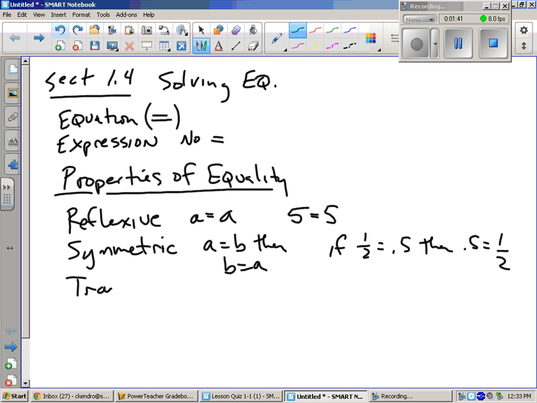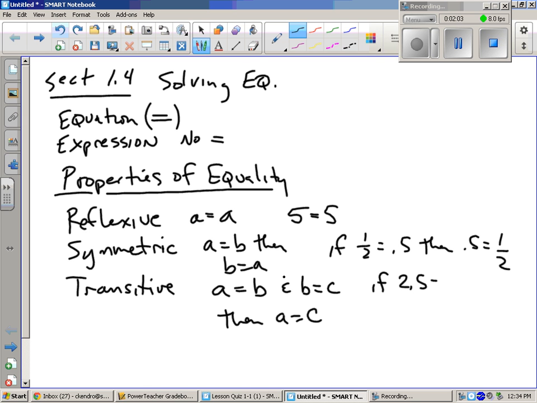Then we have one called transitive, and to transverse or to go across, it translates from one to the other. So if A equals B and B equals C, then A equals C. Using this same idea, if 2.5 equals 2.5 and 2.5 equals 5/2, then 2.5 equals 5/2.